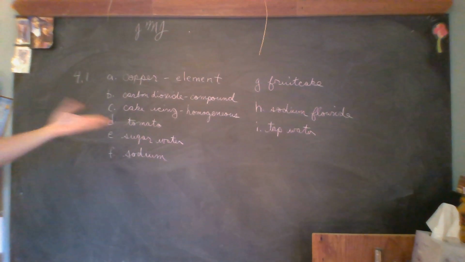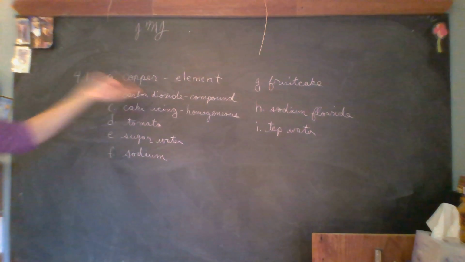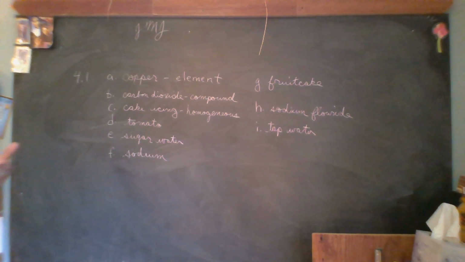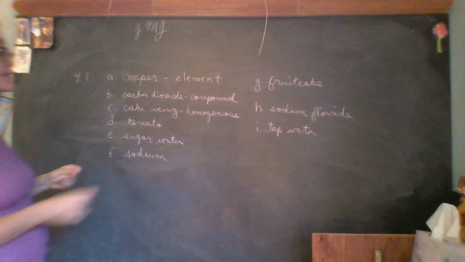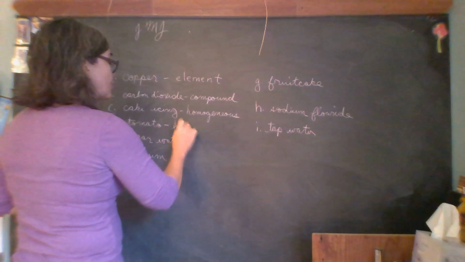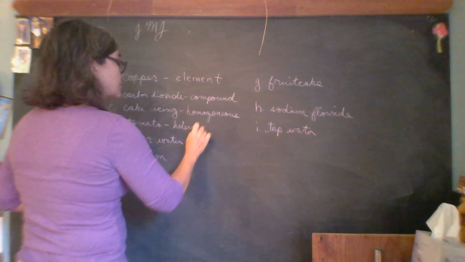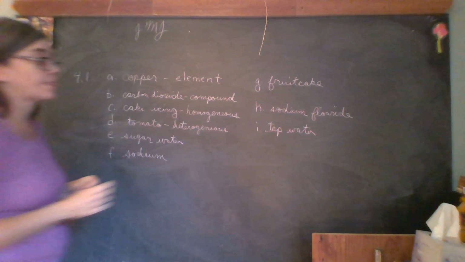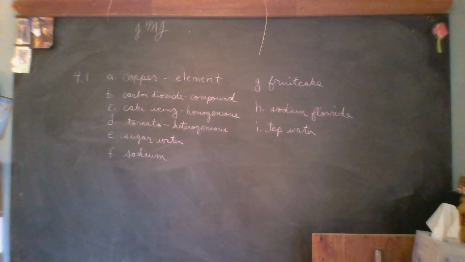A tomato. Tomato also not an element or a compound. And if you slice through a tomato, you see that it's different. It has juicy parts and it has seeds and it has firm bits. So it is a heterogeneous mixture.